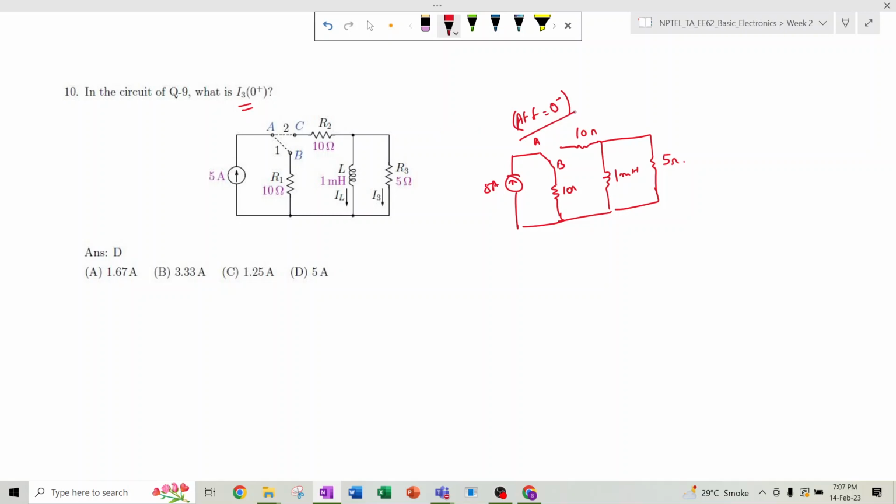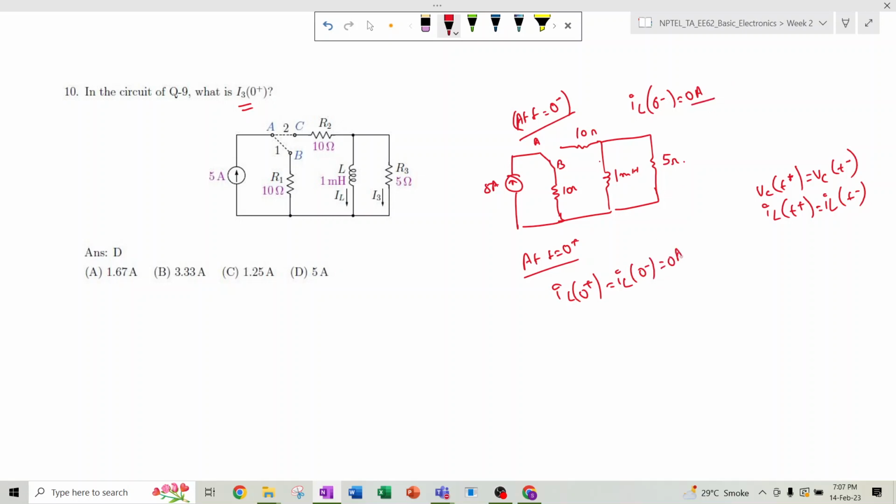So at t equal to 0 minus, the inductor is not connected to any current source. That means the current through the inductor is 0 ampere. Now at t equal to 0 plus, as I have already discussed, the voltage across the capacitor at time t equal to 0 plus will be equal to that at t equal to 0 minus, and similarly IL at 0 plus is equal to IL at 0 minus. So IL 0 minus is 0 ampere, so it is equal to 0 ampere.